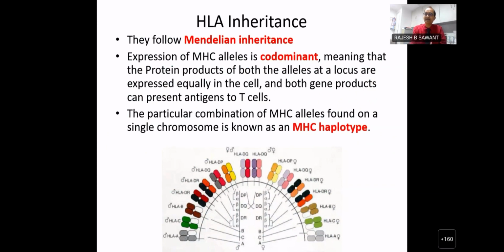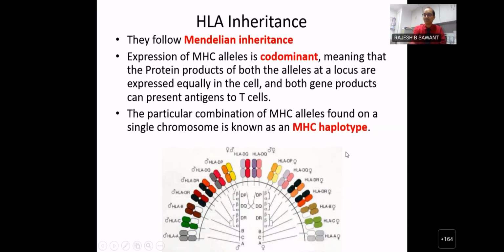Then a little bit about inheritance. So when we look at the inheritance pattern, we know that this follows Mendelian inheritance, and the expression of these MHC alleles is codominant. So what do I mean by codominant? The protein products of both the alleles at a locus are expressed equally in the cell, and both gene products can present antigens to the T cells. So both get an equal chance of being expressed, and also of presenting the antigens to the T cells, right? The particular combination of MHC alleles found on a single chromosome is known as an MHC haplotype.